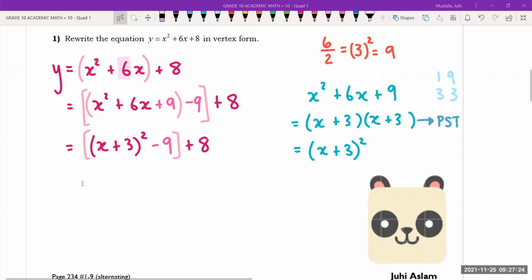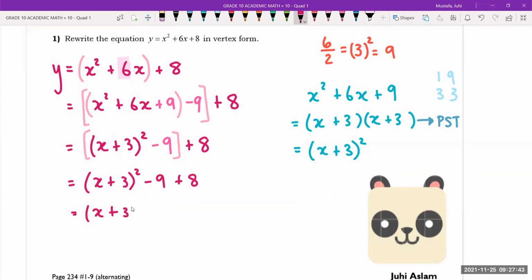So when you multiply by 1, does anything happen? No. So really in this question, you're not going to do anything much. You're just going to open up the brackets. It's going to be x plus 3 squared minus 9 plus 8. And then in the final answer, we can just add the -9 and +8. So we're going to get x plus 3 squared minus 1.